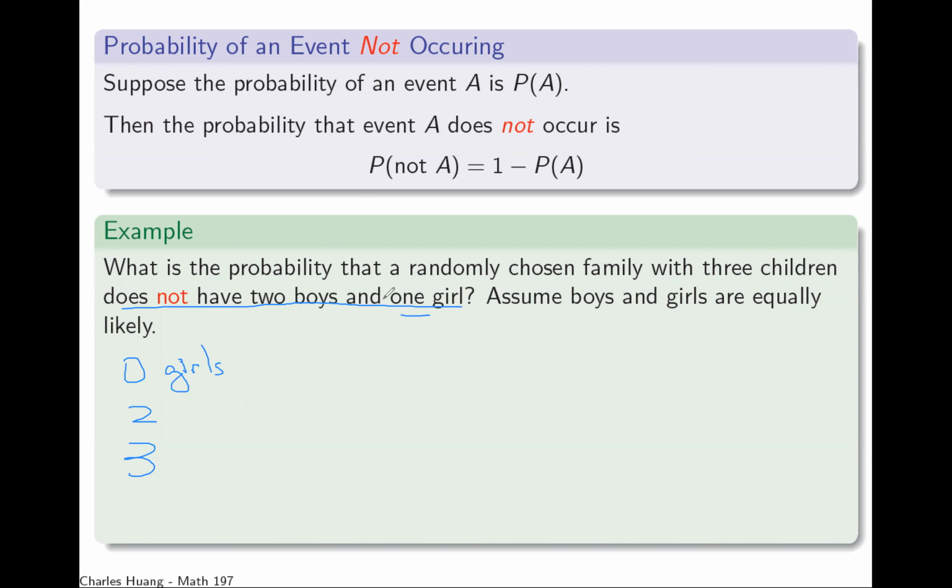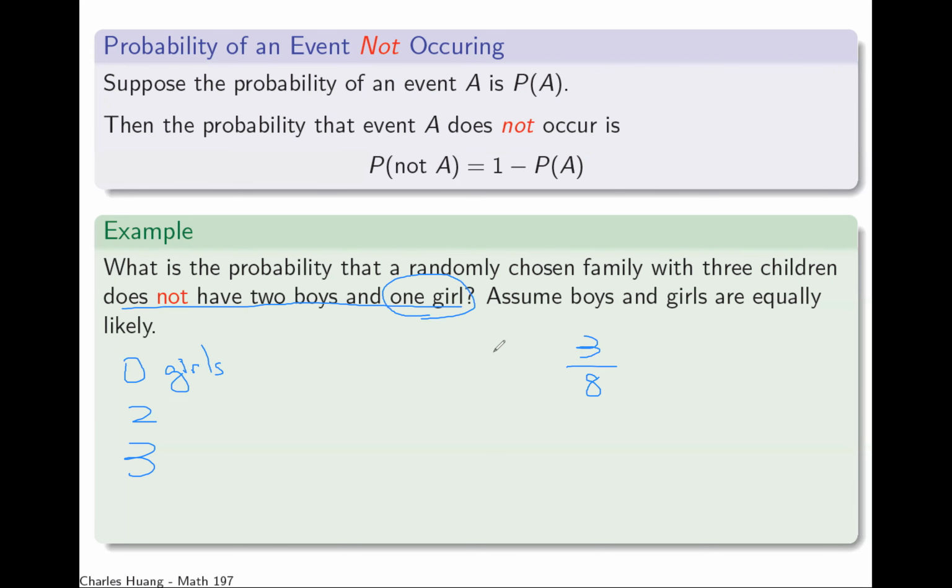But what we can do is we can do the probability of 1 girl. And we know we have 3 of them, right? 3 out of 8. 3 out of the 8 outcomes has 1 girl and 2 boys in it. The girl could be the first child, girl as the second child, or girl as the third child.